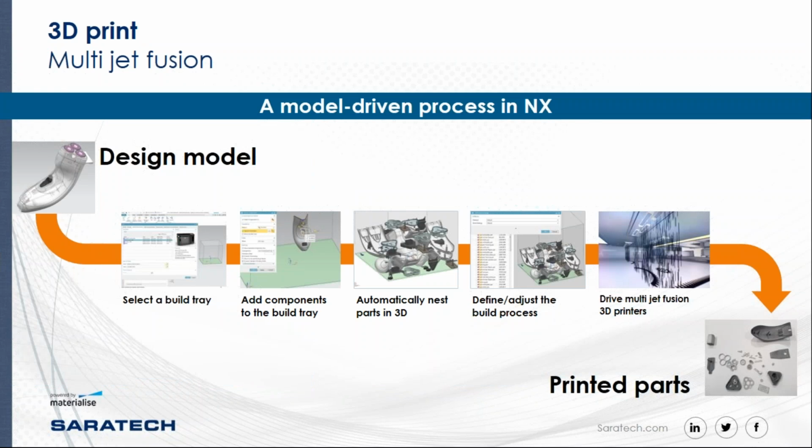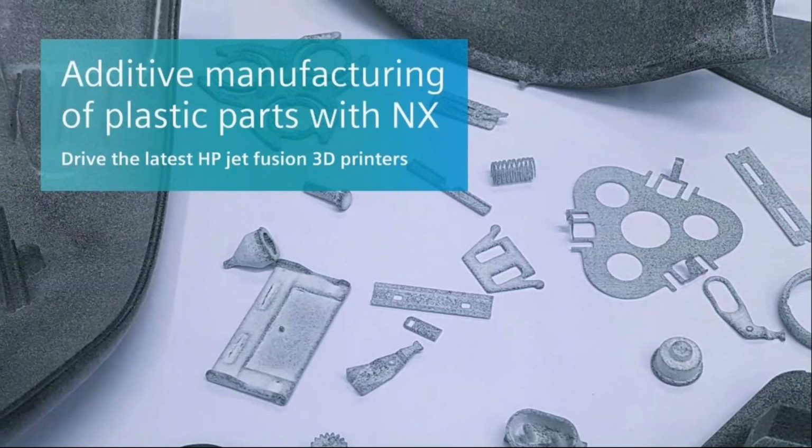You select your build tray, add your components, automatically nest the parts, you define or adjust your process, and then you drive the multi-jet fusion part to build your printed parts. Now, additive manufacturing of plastic parts within NX using the HP Jet Fusion 3D printers.